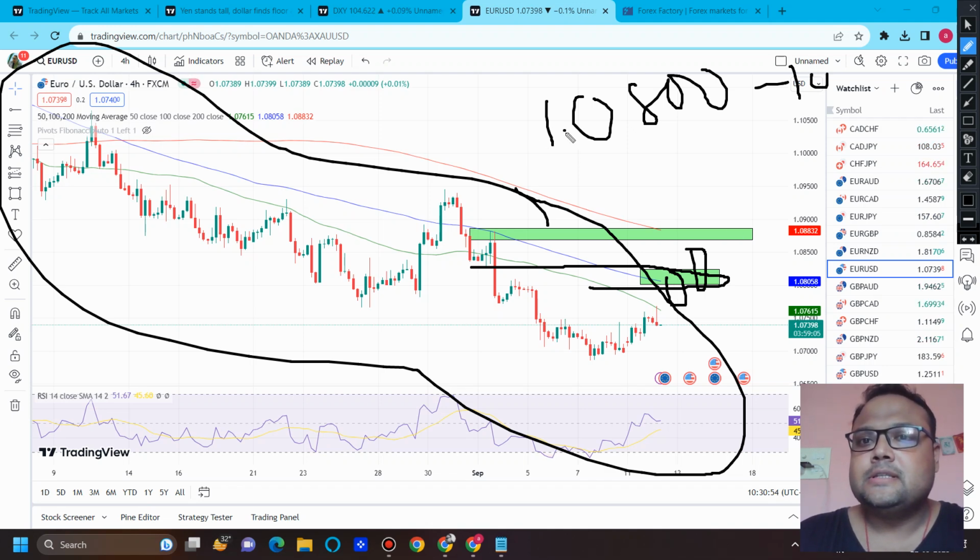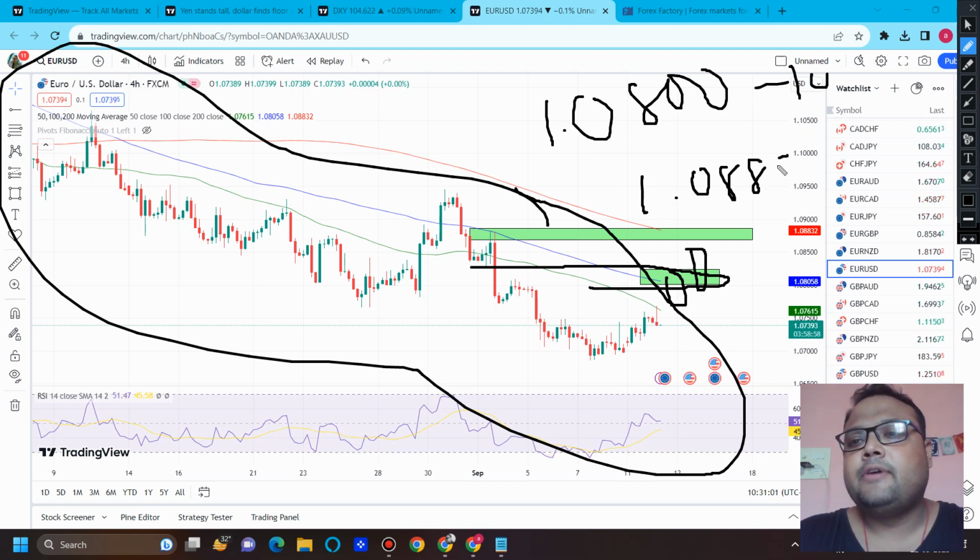1.0800, 1.0810 is the first selling level, and the second selling level is around 1.0865 to 1.0885.